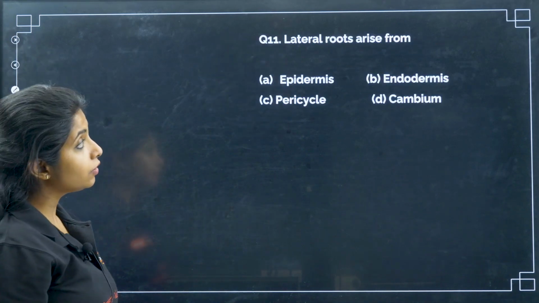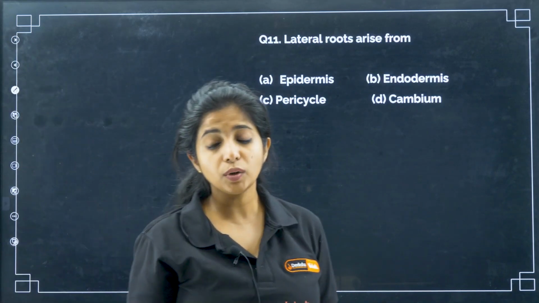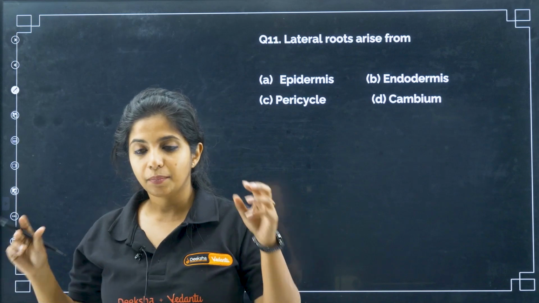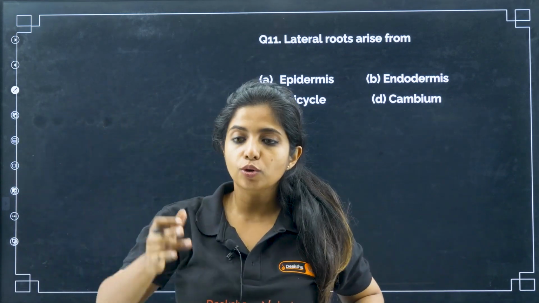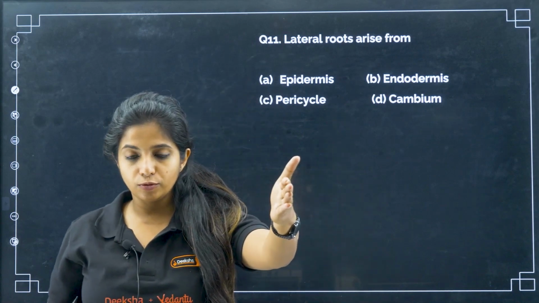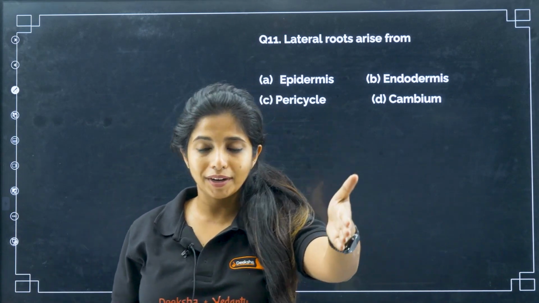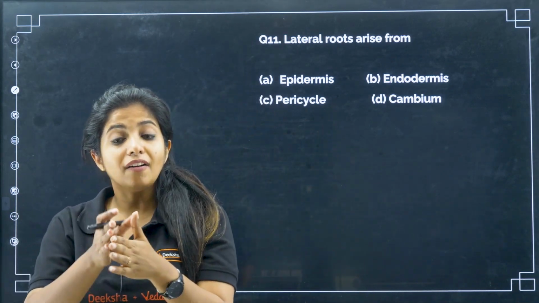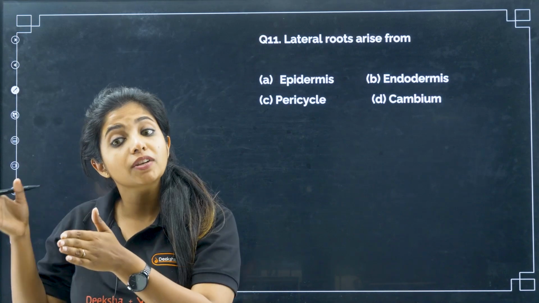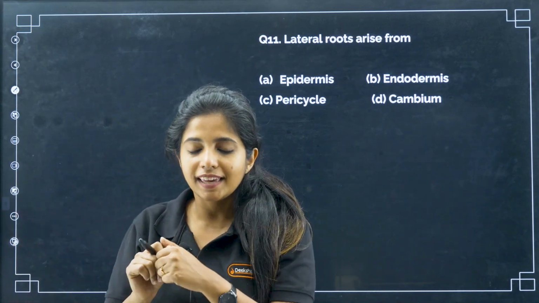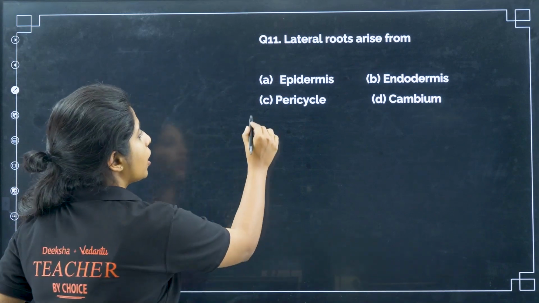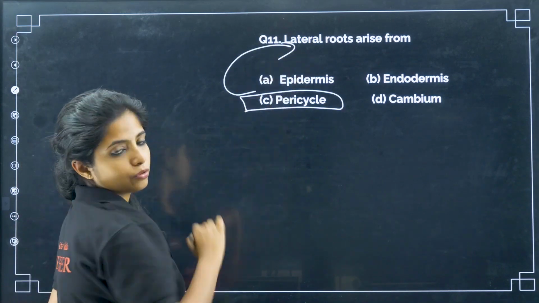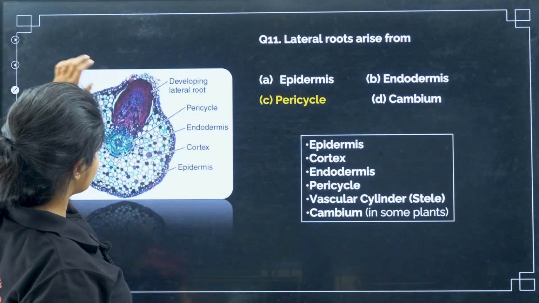Going ahead, the lateral roots arise from. Where do you get lateral roots from? My dear children, lateral roots arise from the innermost part. So if you talk about epidermis, epidermis is the outermost layer. Then you have the cortex region, and then you have endodermis. After endodermis, you have pericycle. After pericycle, you have the vascular bundle and things like that. And then in some plants there will be cambium also. So pericycle is a region from where you are going to get lateral roots. Always remember that.